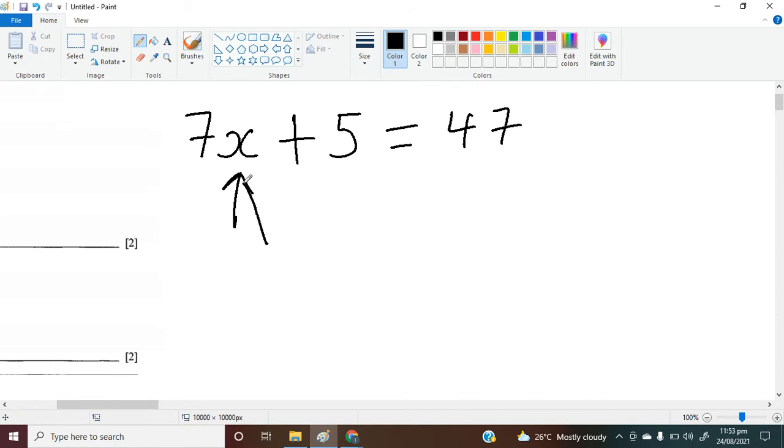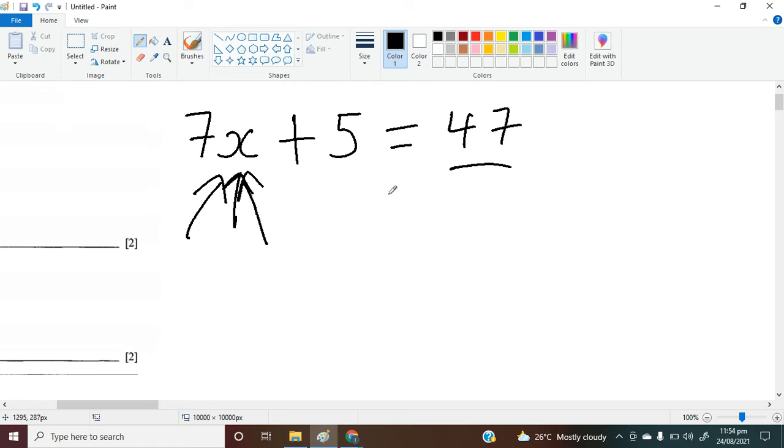Give me a number, let's call it x, that when I multiply it by 7 and then add 5 to the result that I get from multiplying by 7, then I'll get 47.